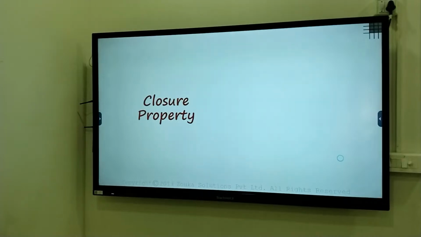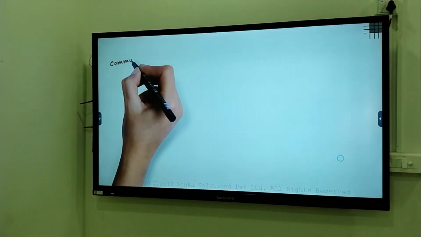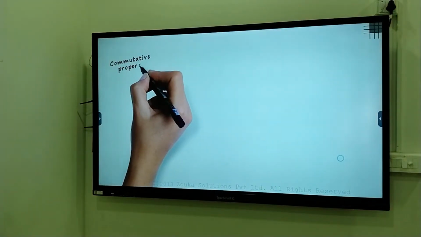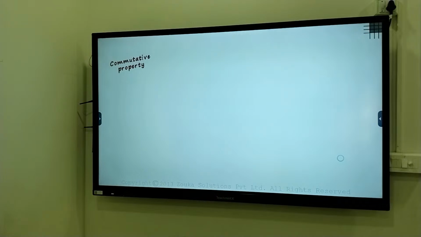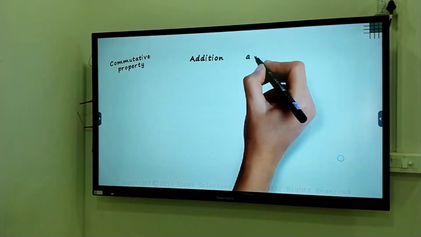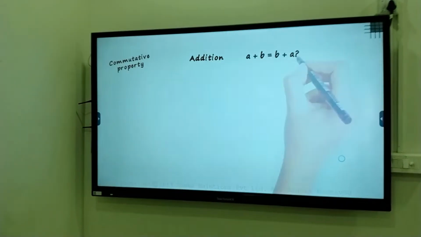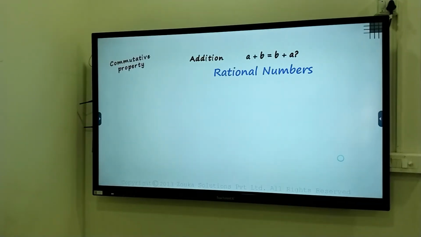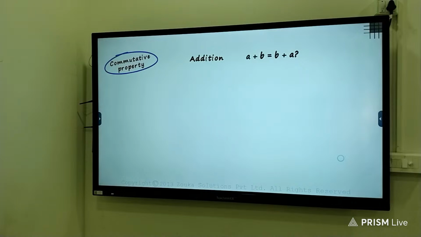In the previous video, we have seen that the closure property is satisfied for all the four operations on rational numbers. In this video, we will look at the commutative property. The commutative property is also very simple to understand. To know if it's satisfied for addition, we have to ask ourselves, does A plus B equal B plus A, where A and B are rational numbers? If yes, then the commutative property is satisfied for addition of rational numbers.